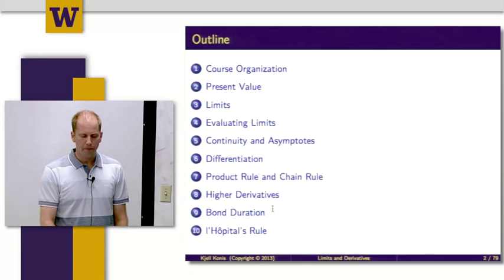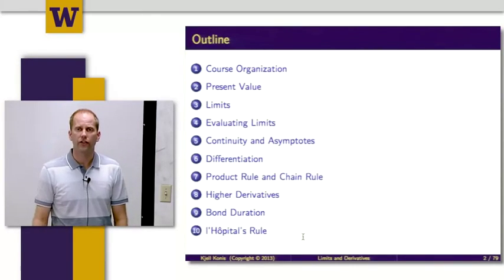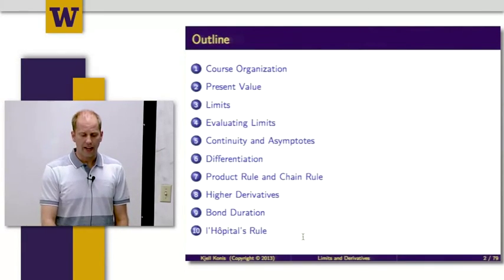And then I'll give an example using a concept called duration of a bond. And then finally finish this week with something called L'Hopital's rule. And L'Hopital's rule is a way of evaluating a limit that's undefined. So I could end up with a limit of something like 0 divided by 0. I can actually use derivatives to make sense of a limit like that.